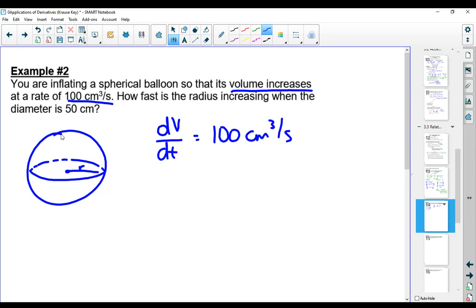Sometimes the units might help you in determining which one we know and which one we're looking for. Then the question says, how fast is the radius increasing? So we're looking for dr/dt at the time when our diameter is 50 centimeters, meaning our radius is 25 centimeters.